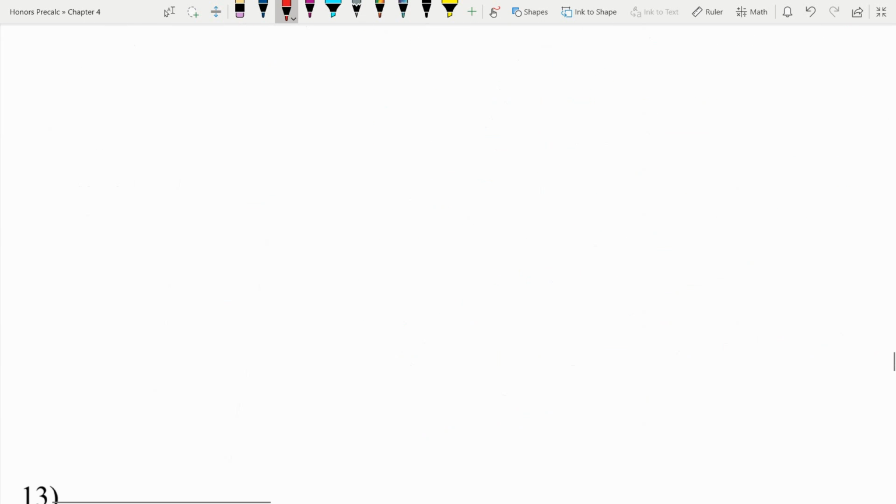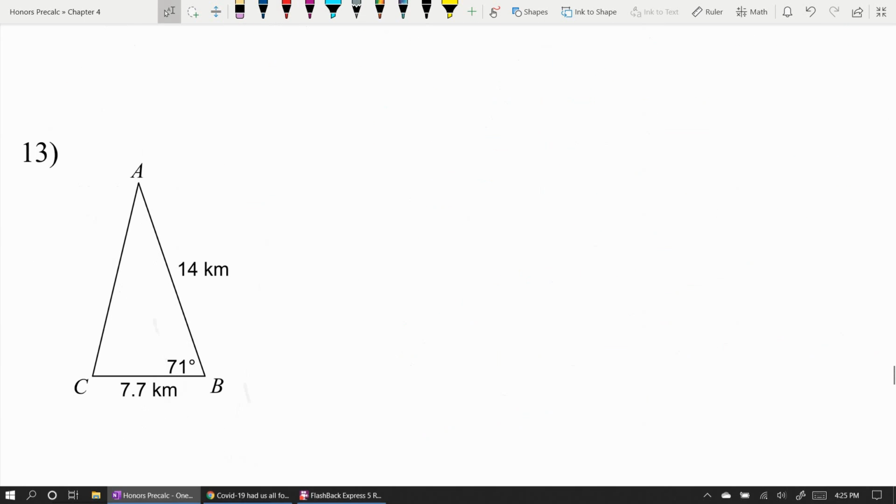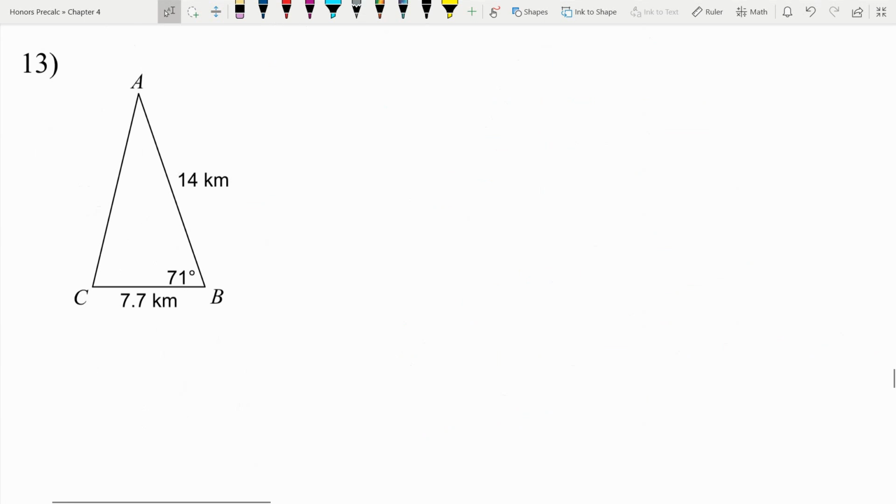All right, and then the last one. So also finding the area. This is a little bit easier one here because we are given an angle and two sides. So we have some formulas for figuring this out. So this is side C over here. This is angle B, and this is side A here. So if you are given an SAS situation, that means the angle is between the two sides. SAS, angle between two sides.